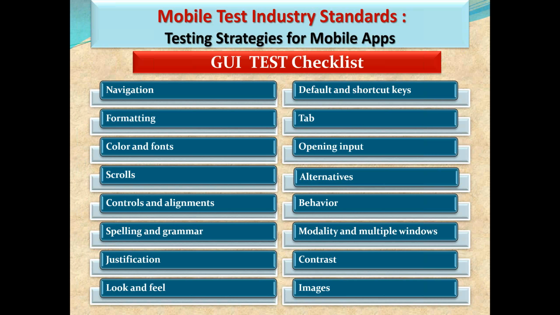Then we have the tabs. If your application is using tabs, you have to ensure that the tab order is intact. Opening input, test whether tapping on the first input is doing the correct operation, and some more alternatives like behavior and modality and the contrast and images.